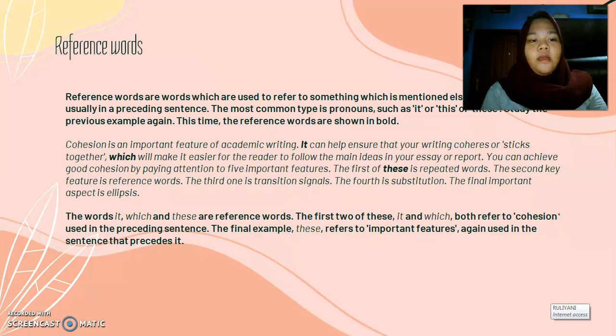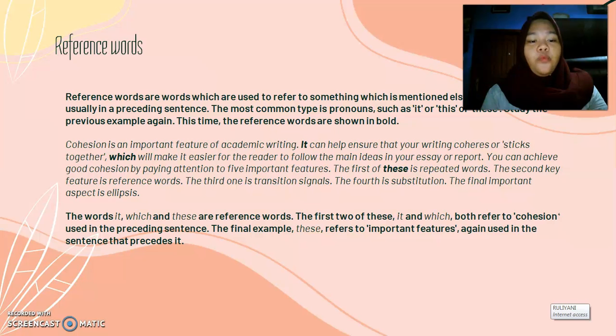Okay, let me read the example. Cohesion is an important feature of academic writing. It can help ensure that your writing coheres or sticks together, which will make it easier for the reader to follow the main idea in your essay or report. You can achieve good cohesion by paying attention to 5 important features. The first of these is repeat word. The second key feature is reference word. The third one is transition signal. The fourth is substitution, and the final important aspect is ellipsis.